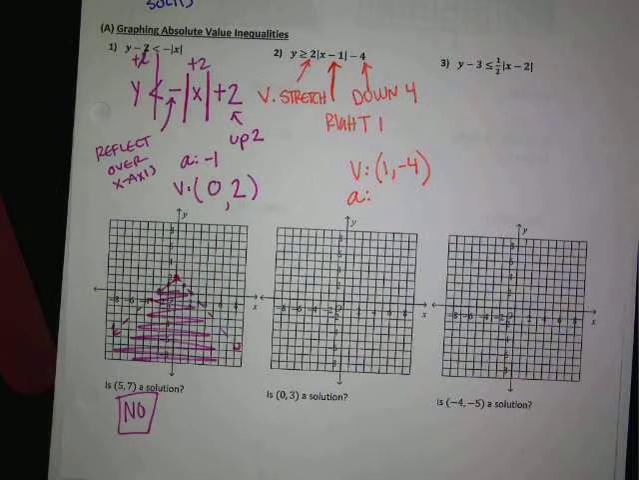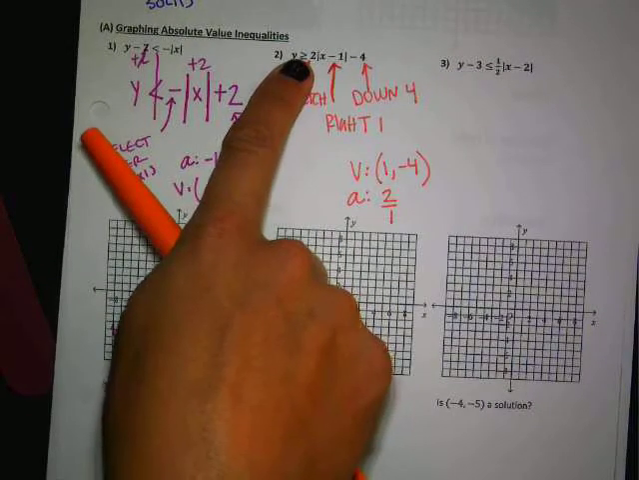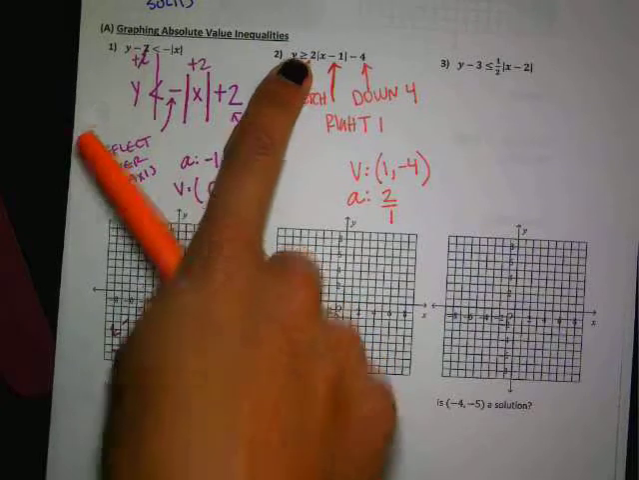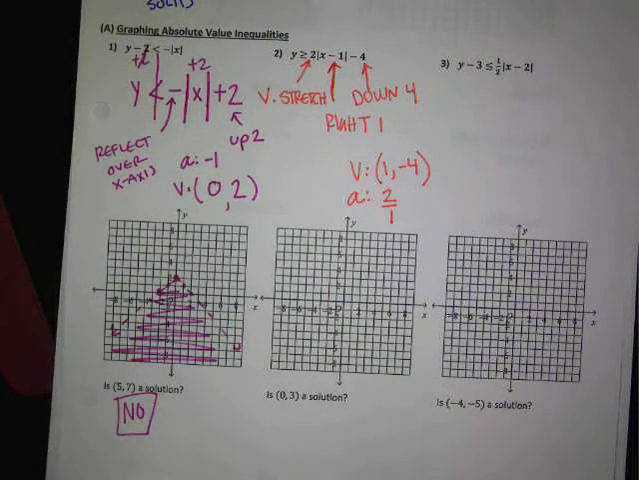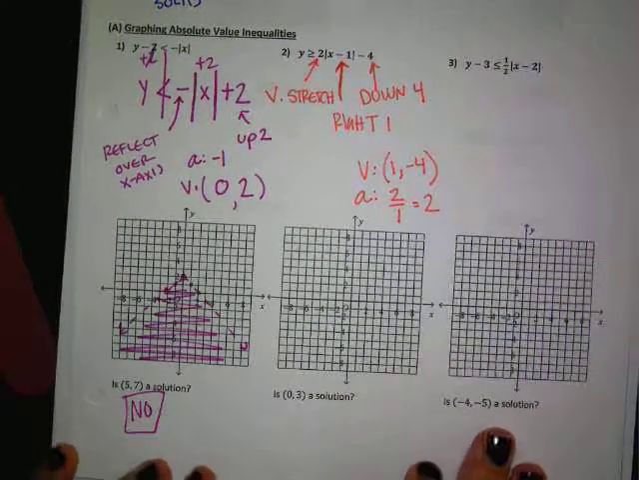Leslie, what is my A value? What is my slope? 2/1. Yes, 2 over 1. It's coming from this front number right here. Can we just leave it at 2? Yes, you can leave it at 2. Y is greater than or equal to, so this is a solid.